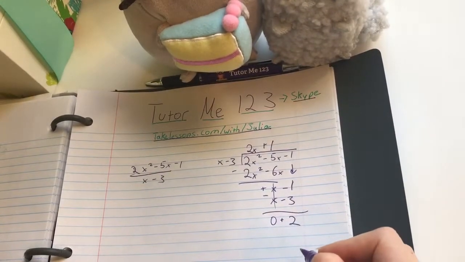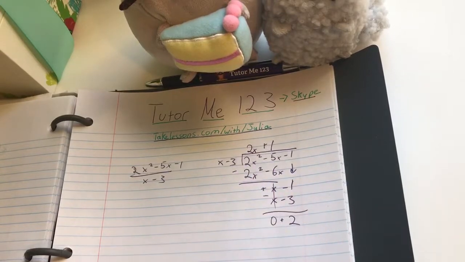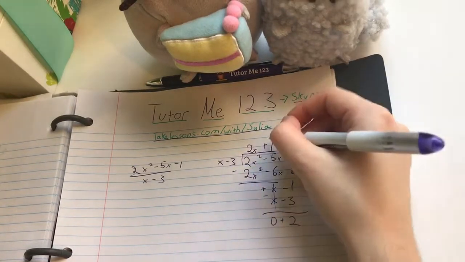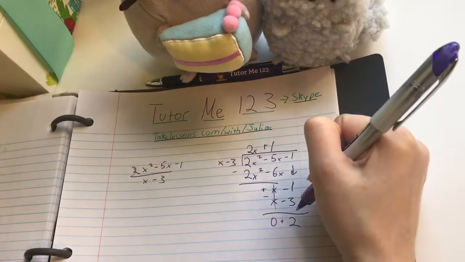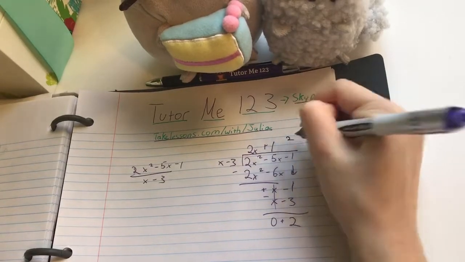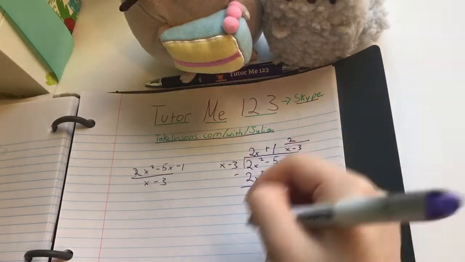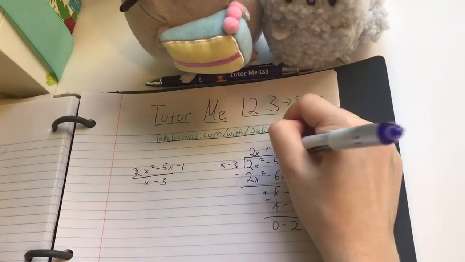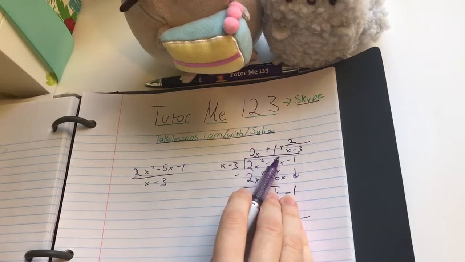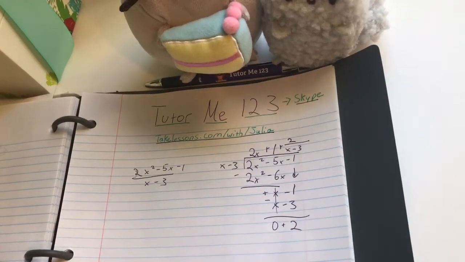Alright, where do we go from there? We look at our quotient, and we are left with 2x plus 1, and then 2 over x minus 3. And this is a positive 2, so that's a plus. So our answer is 2x plus 1 plus 2 over x minus 3.